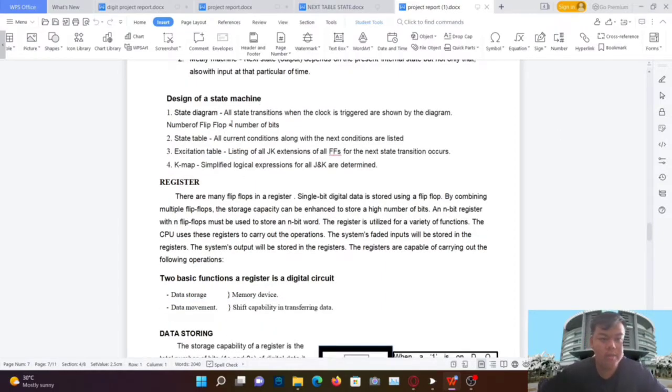Design of a state machine. First, the state diagram. All state transitions when the clock is triggered are shown by the diagram; the number of flip-flops equals the number of bits. The second is the state table. All current conditions along with the next conditions are listed. The third is the excitation table, listing all the JK excitations of all FFs for the next state transition to occur. The last one is the K-map. Simplified logical expressions for all J and K are determined.